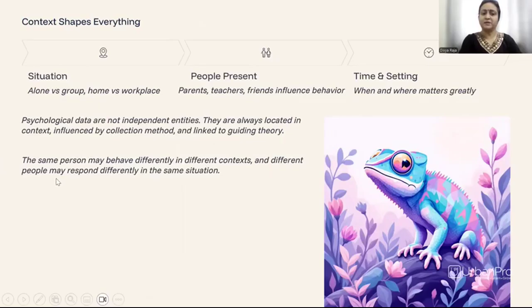So the same person can behave differently. Our data is context driven. Why is it context driven? Because the person's behavior depends on the situation. It depends on other people who are present, and it depends on the time and the place. So the same person behaves differently in different situations or contexts, or in the same situation, different people behave or respond differently.